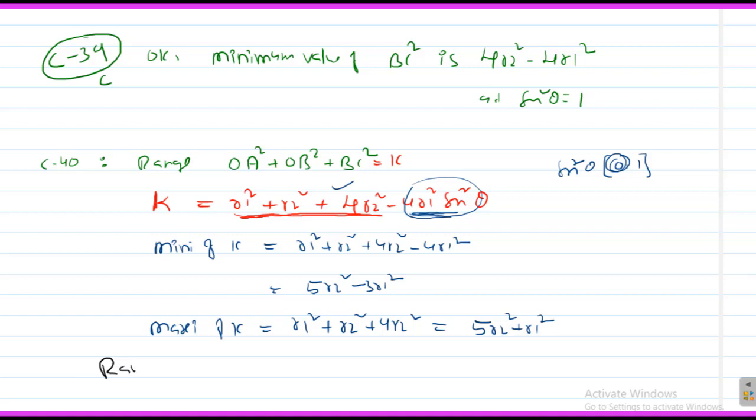So now I can write the range of k. The range of k belongs to the closed interval from 5R2 square minus 3R1 square, comma, 5R2 square plus R1 square, closed bracket.